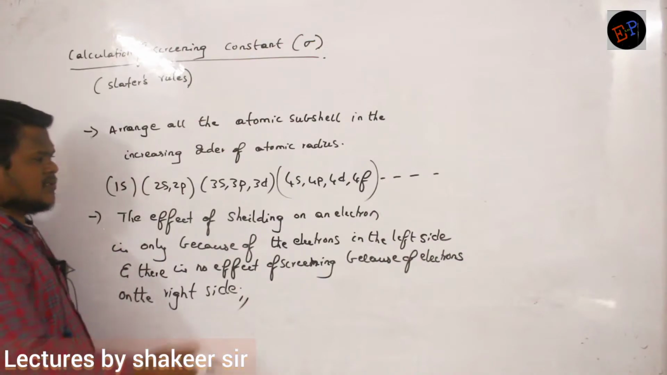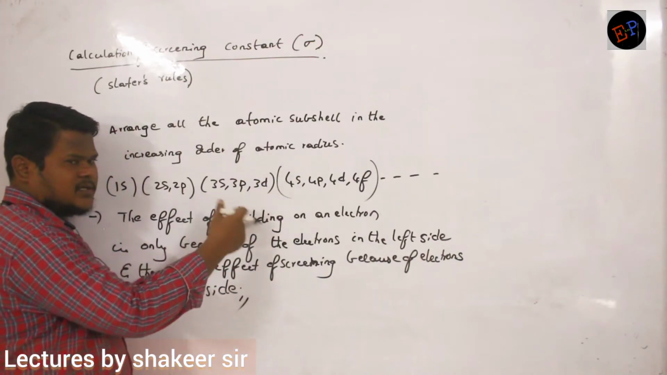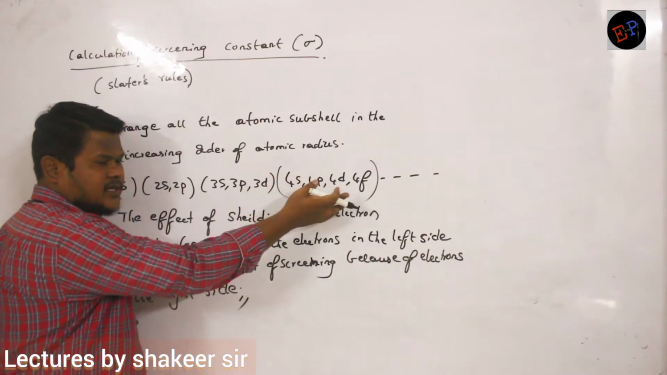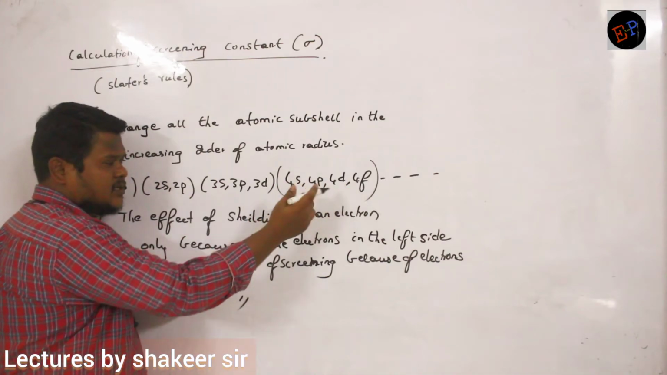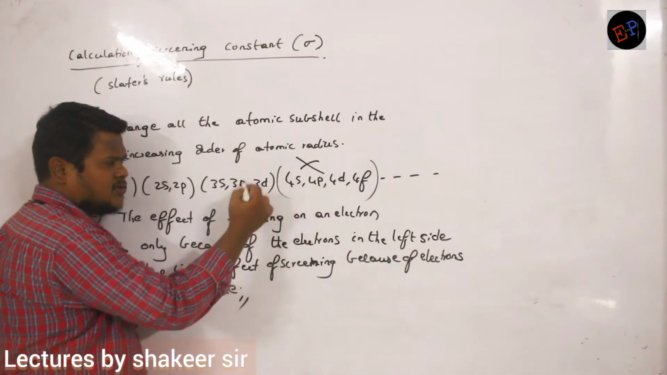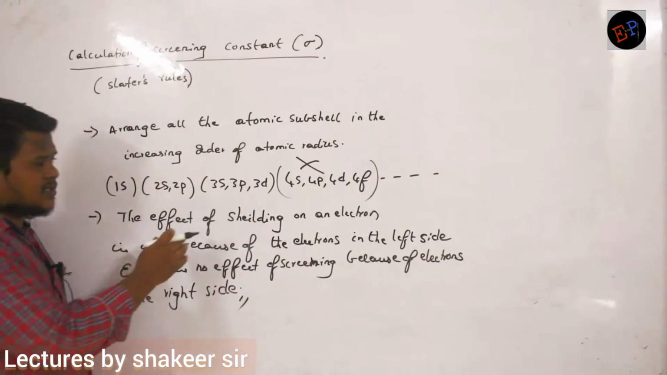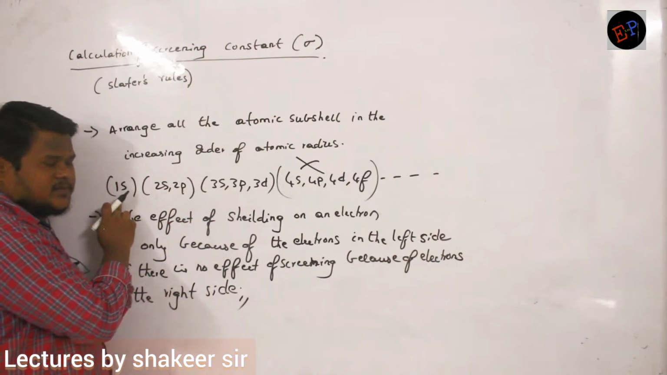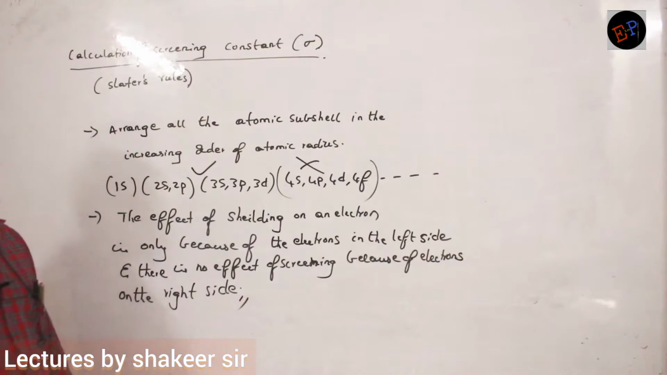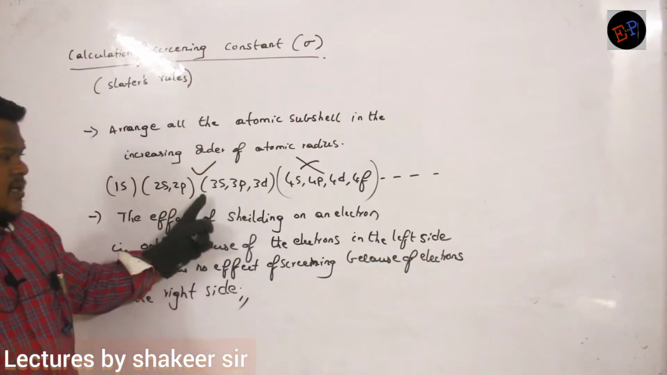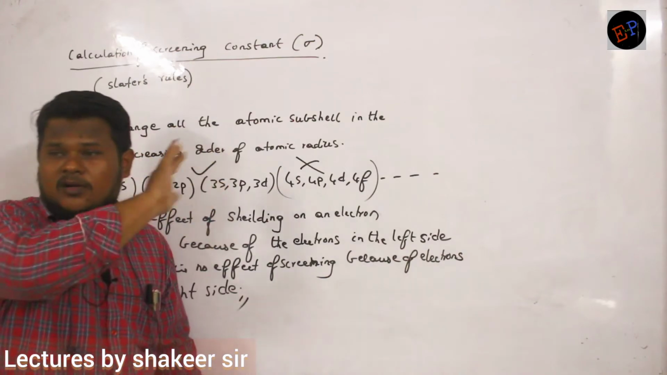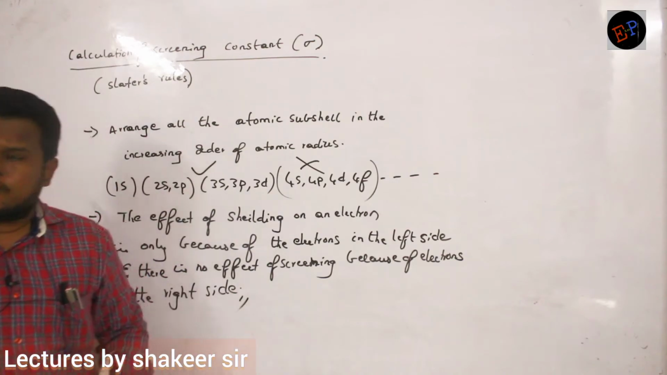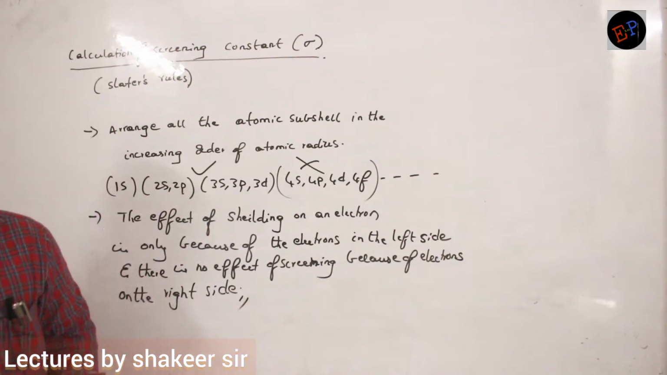Are you able to understand? Then what are the electrons which are present on the right side and what are the electrons which are present on the left side? The electrons on the right side are 4s, 4p, 4d and 4f. So there is no effect of these electrons on 3d. And the electrons on the left hand side are 3p, 3s, 2p, 2s and 1s. Only these electrons give the effect of shielding. So the electrons on the right side are not responsible for giving shielding. Only the electrons on the left side are responsible for giving shielding. Is it clear? Okay. Now see.